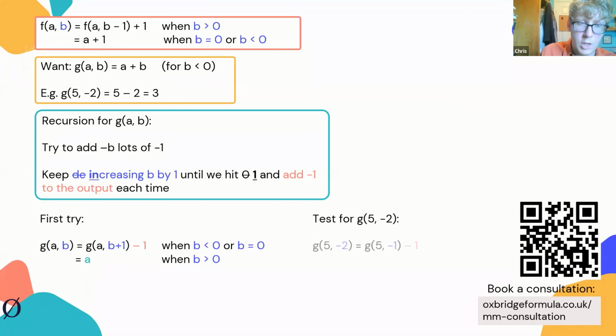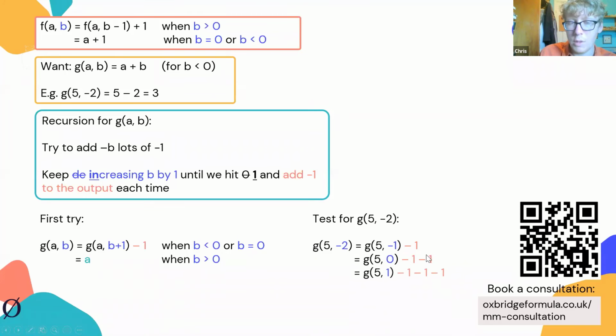What do we get? We get g of a and minus 2. That puts us in the first line. So we do the recursive step. We add 1 to minus 2 to get minus 1, and we subtract 1 from the whole thing. And then minus 1 is also negative. So then we add 1 to minus 1 to get 0, and subtract another minus 1 from the whole thing.